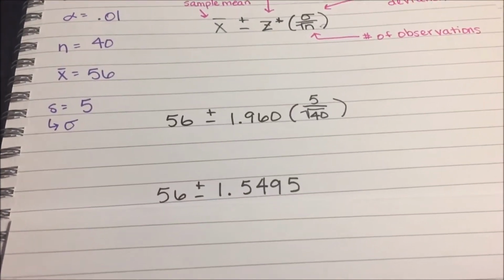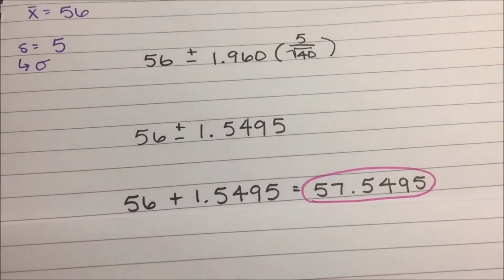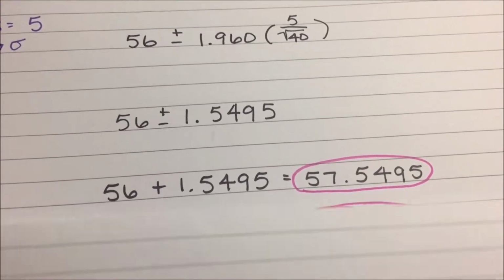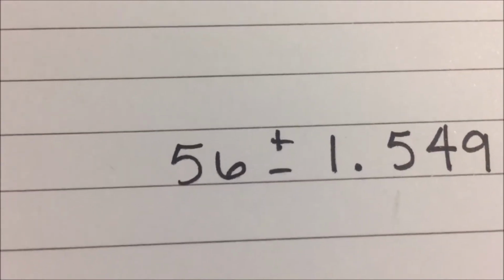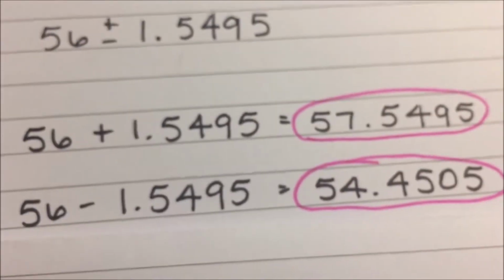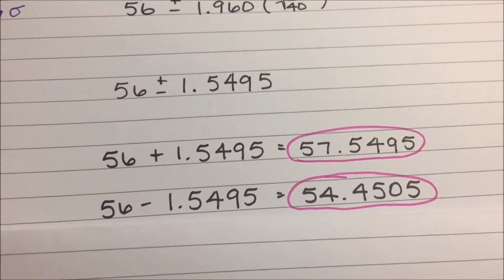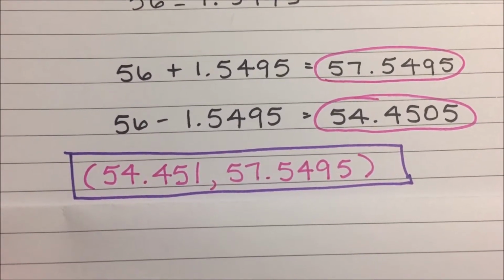So from here, I just divided this into 2 separate problems. 56 plus 1.5495 and 56 minus, because we have the plus and the minus here. So we divide into 2 problems and we get 2 different answers. Those are our answers, and we write them like this.